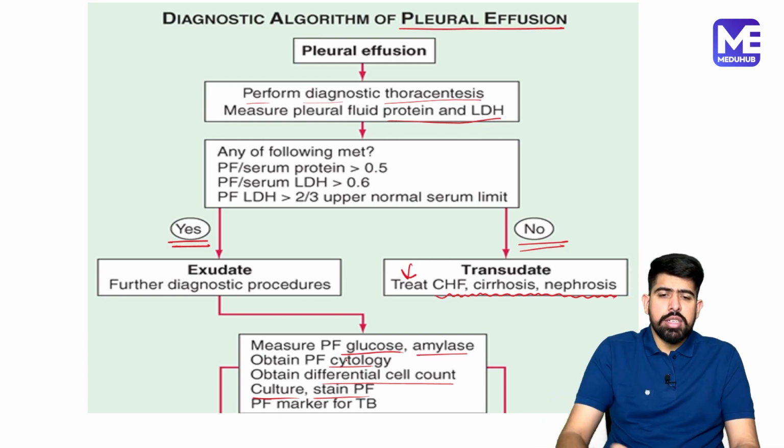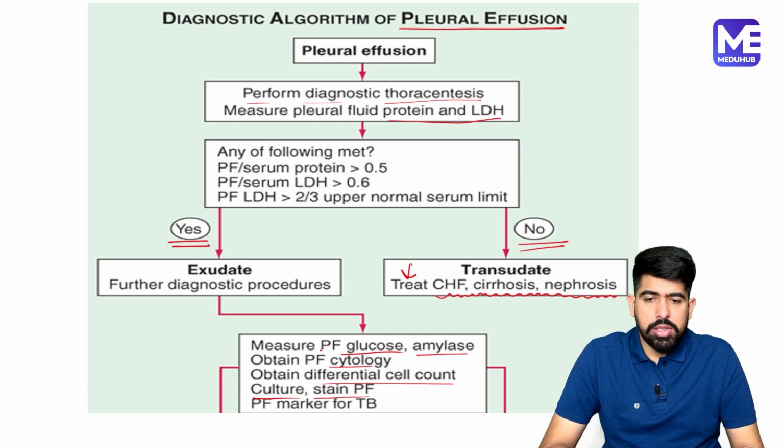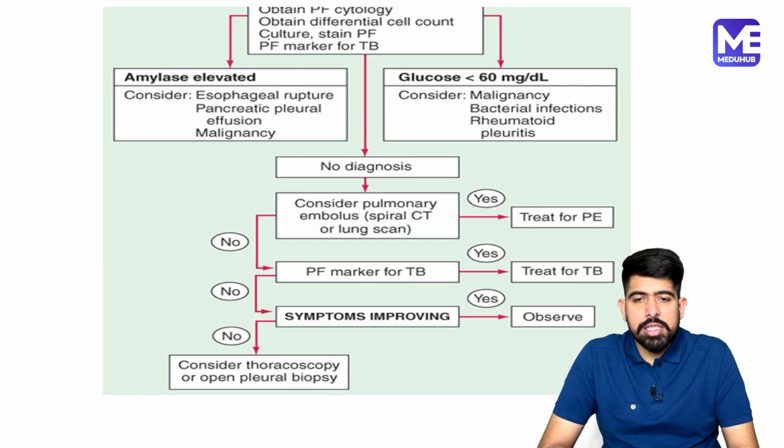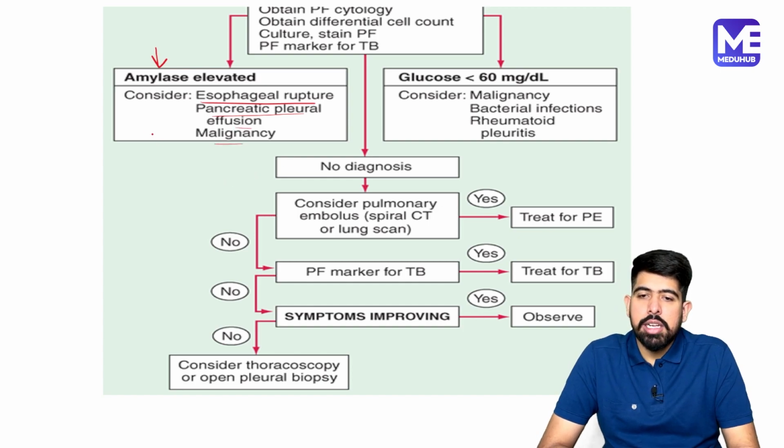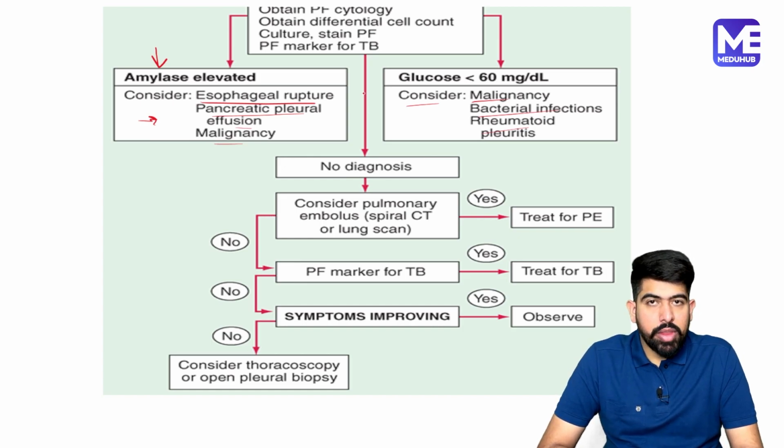And with this pleural effusion, we can go with the markers of TB also, right? TB markers. After this, if amylase is elevated, please remember, with elevated amylase we think about esophageal rupture or pancreatic pleural effusion or malignancies there. So we have to rule out and treat this. But if the glucose is less than 60, then we have to consider malignancy, or bacterial infections, or rheumatoid pleuritis, right?